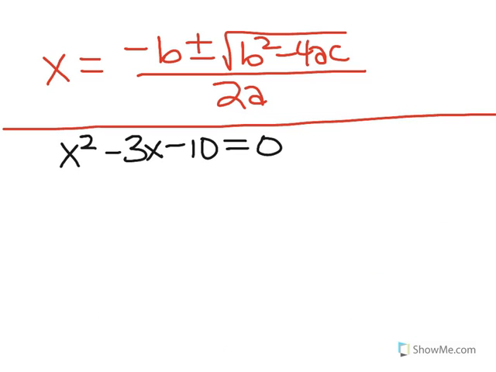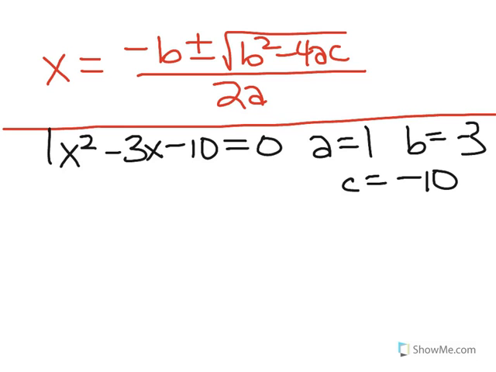Let's try it again, this time with x squared minus 3x minus 10 equals 0. This equation is already in standard form, so we can go ahead and identify our numbers now. A is the coefficient of x squared, which is 1. B is negative 3. And C is negative 10.